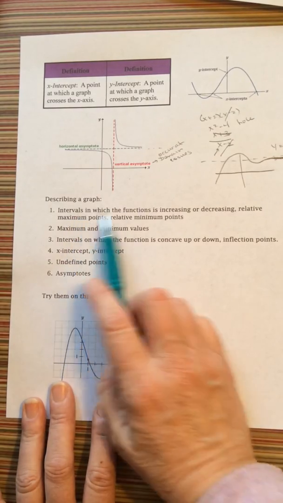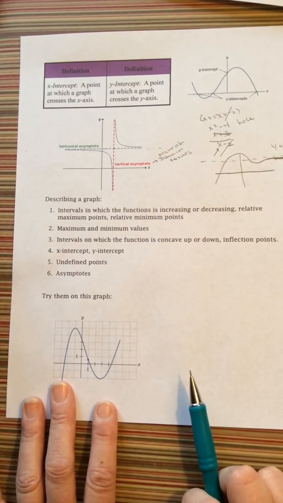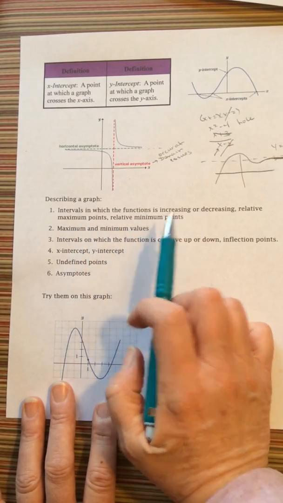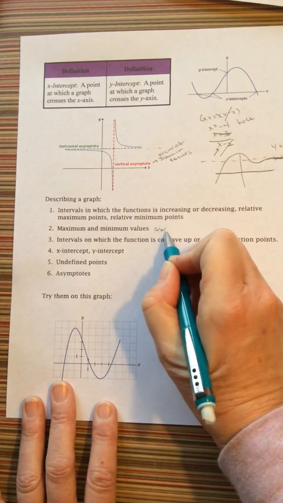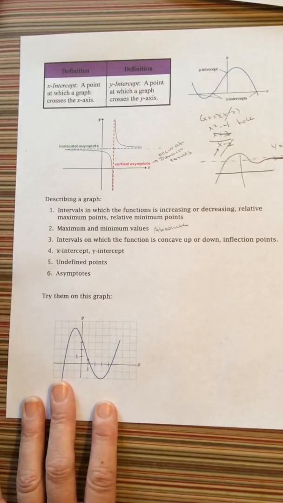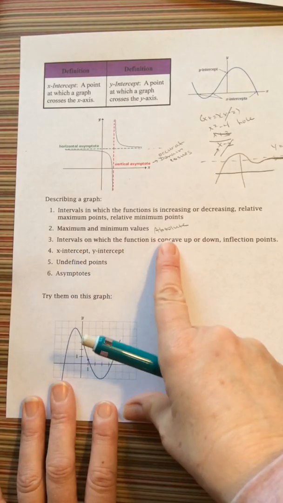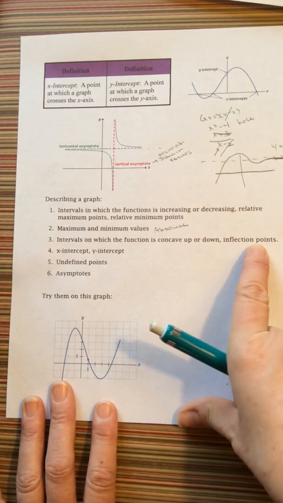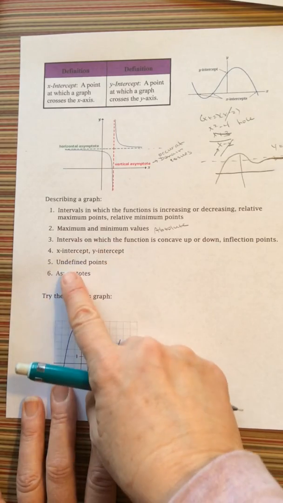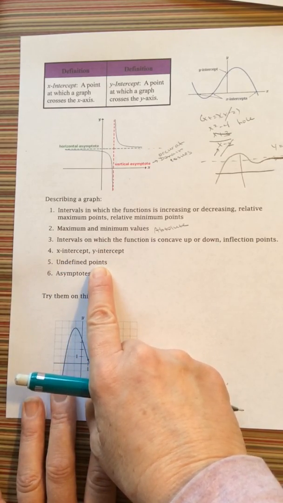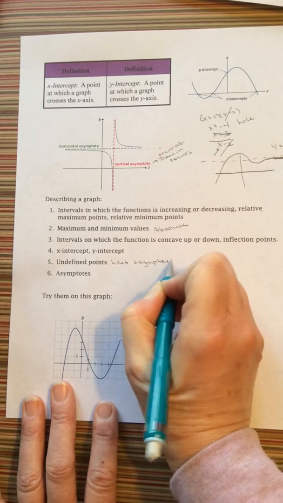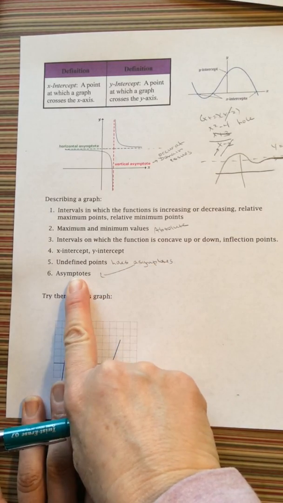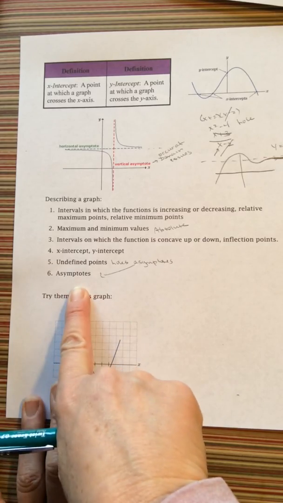So I want you to be able to mention intervals where the function is increasing or decreasing. If there's any relative maximum points or relative minimum points. Maximum or minimum values, these would be absolute. So if there are any values that you don't get larger than or smaller than, they would be absolute. Concavity in your graph, where is it concave up, where is it concave down? Are there any inflection points? Your intercepts, any undefined points, so they would be either holes or asymptotes, and then asymptotes leads down to here because maybe you have a horizontal asymptote also.